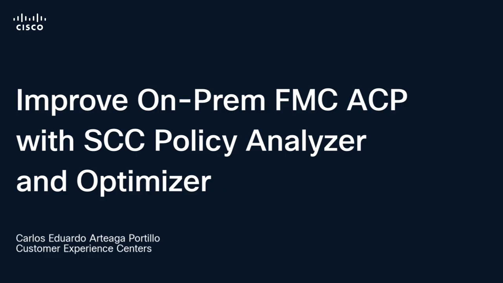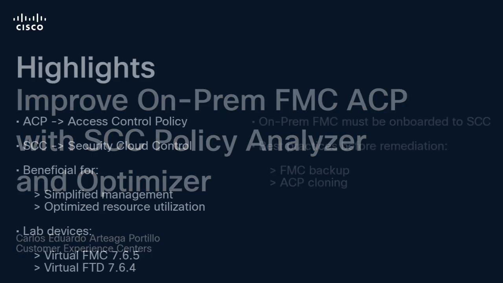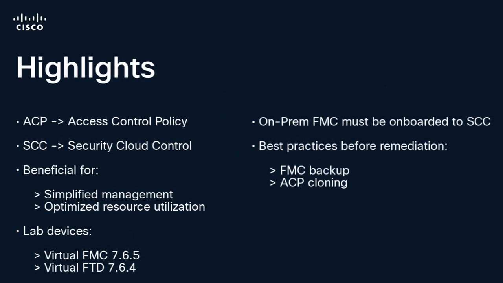Today, I will show you how to improve an access control policy by using the Security Cloud Control Policy Analyzer and Optimizer feature. This feature is useful to optimize the way an access control policy is configured, with the two main benefits being: number 1, simplified management, and number 2, optimized resource utilization, such as memory and CPU for the FMC and FTD. For this example, we are going to work with a virtual FMC on version 7.6.5 and a virtual FTD on version 7.6.4.